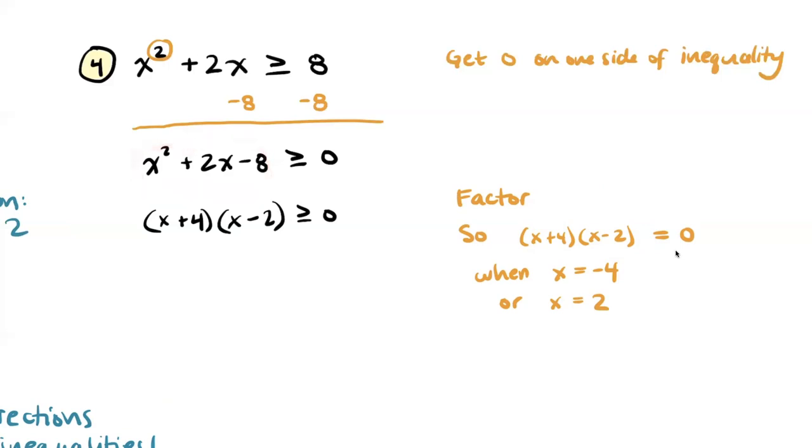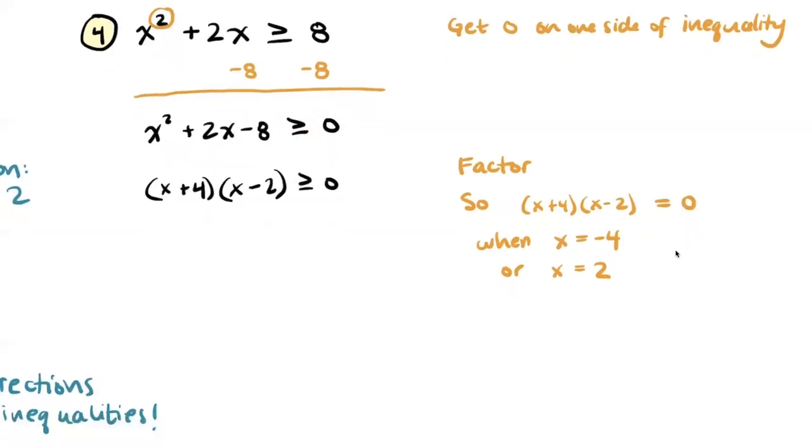But everywhere else, the sign of this part here is going to be either positive, which is what we're looking for, greater than 0, or negative, which is not what we're looking for. That would be less than 0. Okay, so all I've got to do is test some points. We're going to test some values.